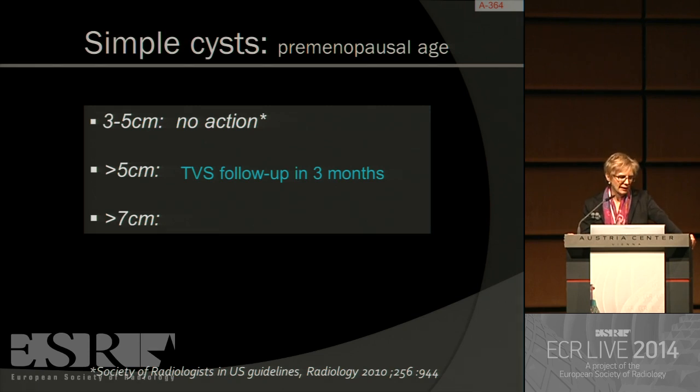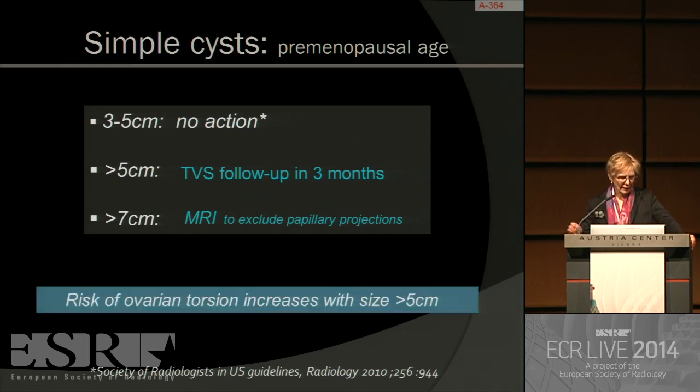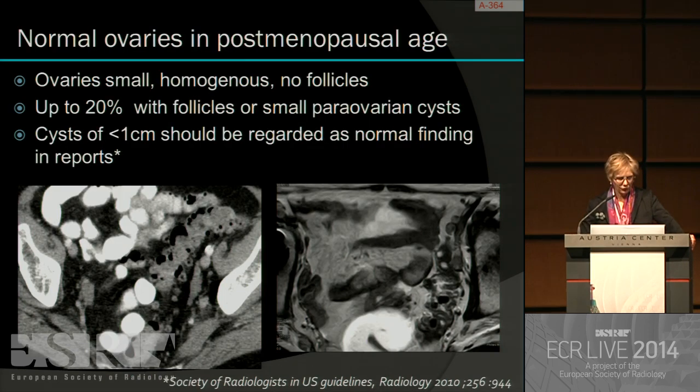And if the lesion is larger than 7 centimeters in size, this is where MRI is advised to exclude papillary projection. But be aware that when we have adnexal masses that are larger than 5 centimeters in size, there is an increased risk of ovarian torsion.